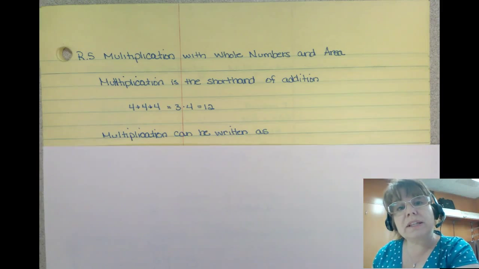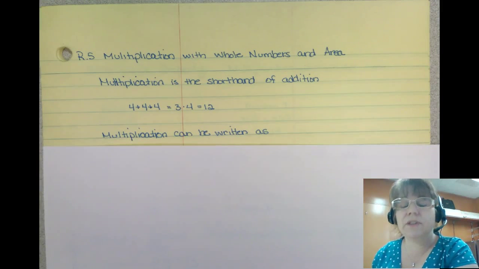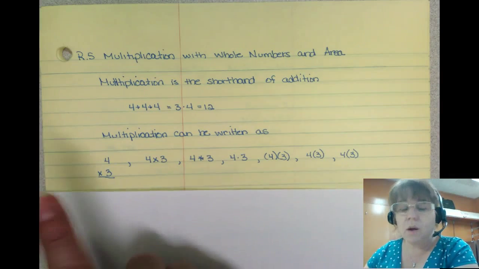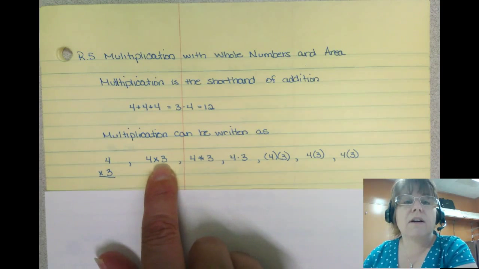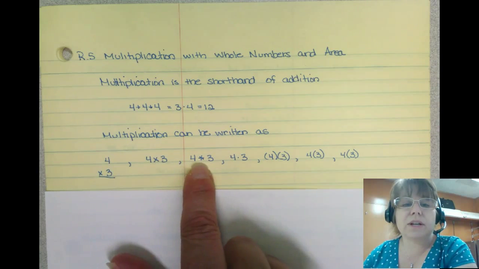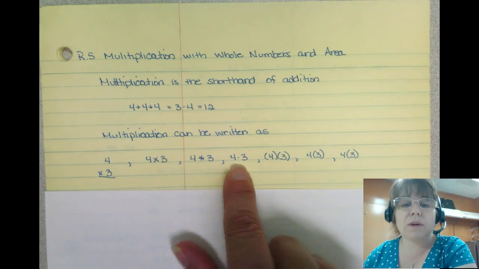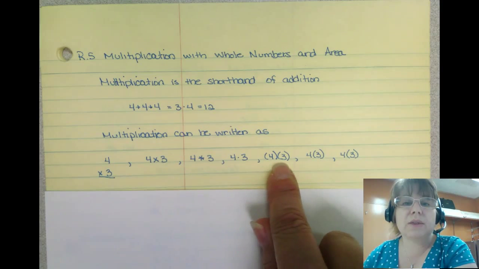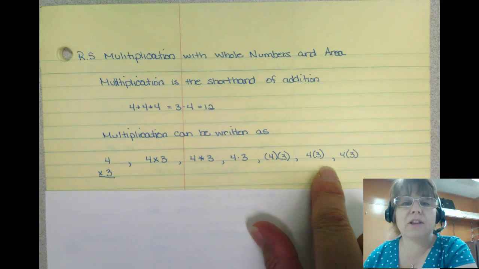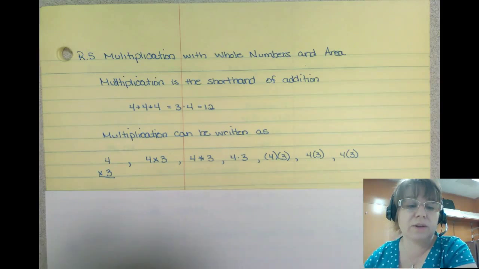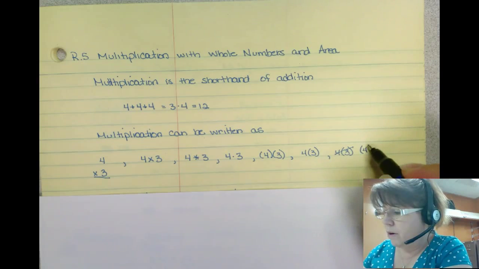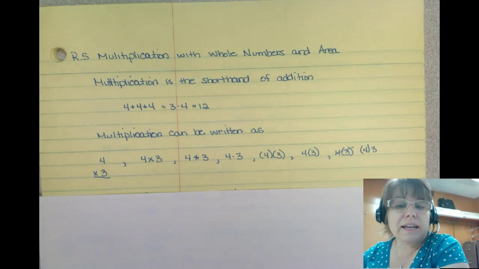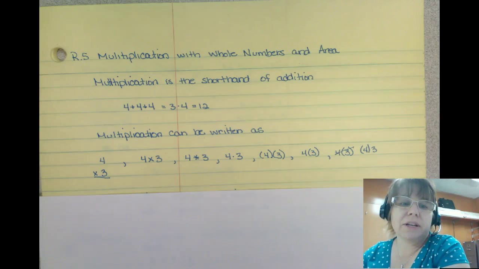So multiplication can be written several different ways, and this can be a little confusing. So let's take a look at them. One is vertical, so 4 times 3, and the x means times. 4x3, which again is times. 4 asterisk 3, 4 dot 3, 4 in parentheses and 3 in parentheses, and then the other way around where one is in parentheses and the other is not. And this last one should actually be 4 times 3. So any of those will constitute as being multiplication.